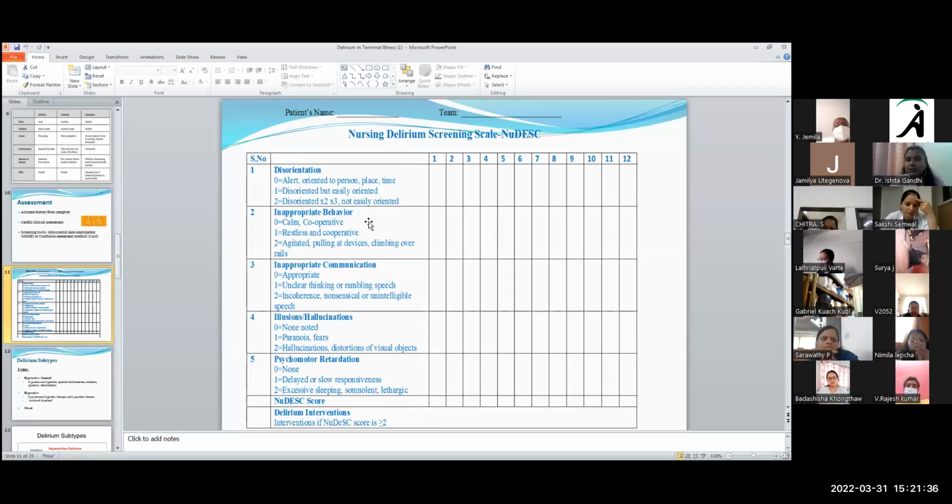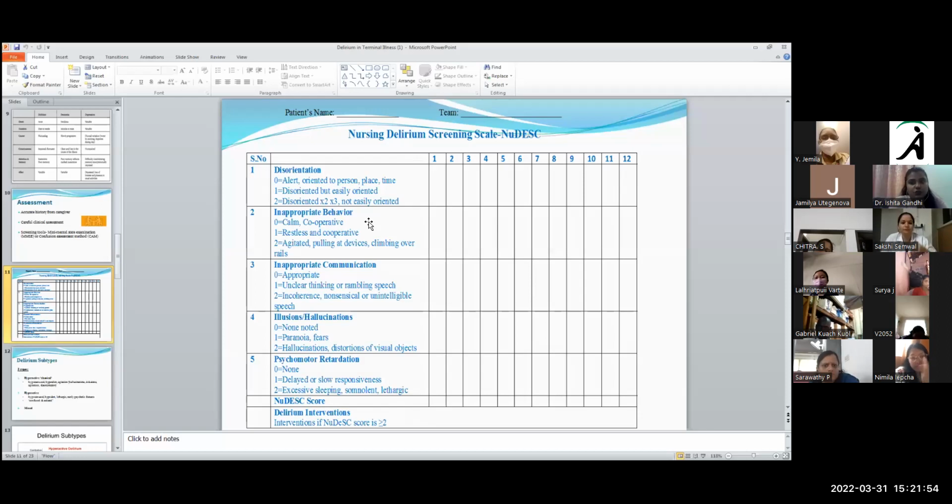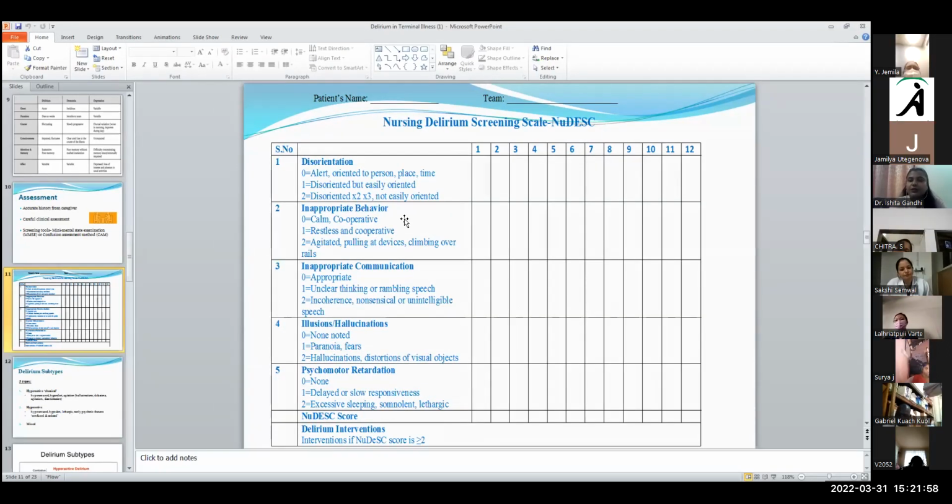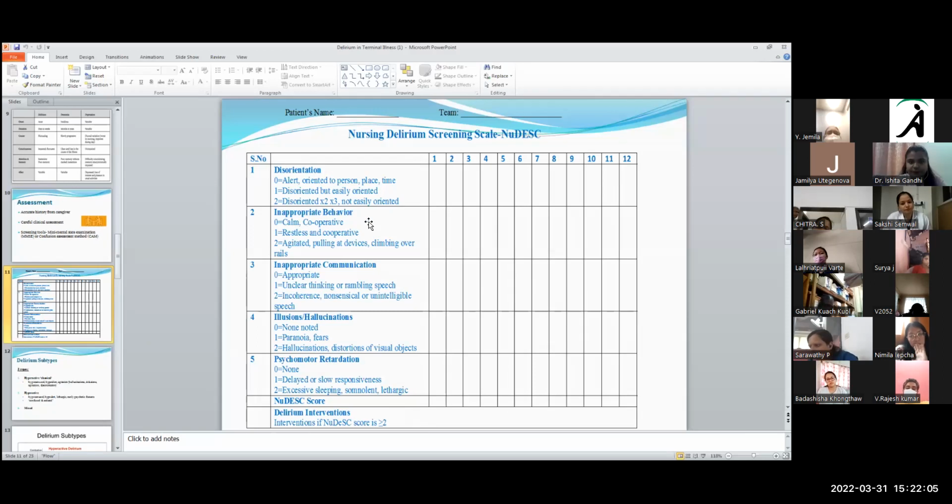Okay, this is a very easy screening tool that we can use, or if not this, then the Confusion Assessment Method is another screening tool. MMSE is a good screening tool, but it's a rather elaborate one. But irrespective of which tool you use, I would say pick up a tool and use it to screen for delirium, because delirium should be screened in all patients, especially in end of life patients.